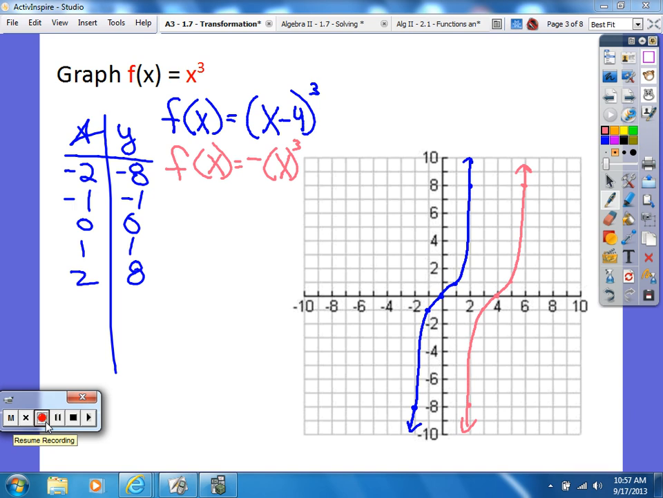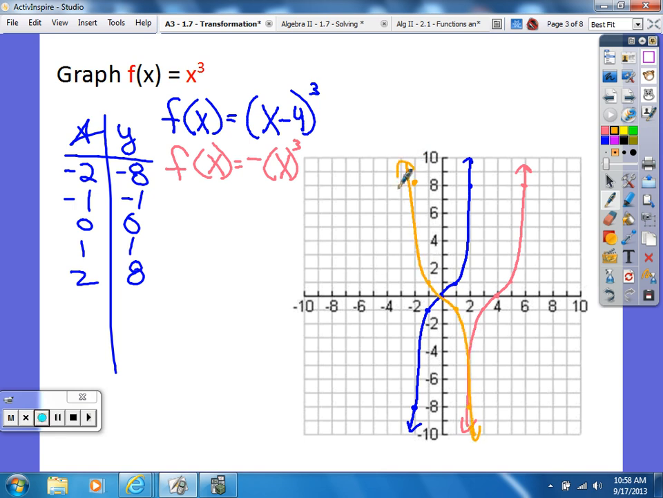So for this problem, you're flipping it over the x-axis, right? And the way I do that is I figure out how far away the points are from the x-axis. So this point right here is how far away? 1 above. So I actually want to move it 1 below. This point is 1 below, so I'm going to move it 1 above. This point is 8 below, so I'm going to move it 8 above. And this point is 8 above, so I'll move it 8 below. And I'll draw my new graph.